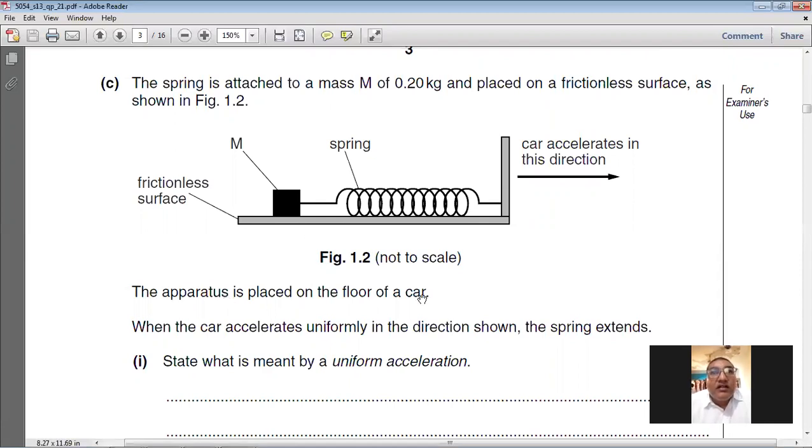The apparatus is used on the floor of a car. When the car accelerates uniformly in the direction shown, the spring extends. So this is on the floor of a car, but the car is moving to the right side. So when the car is moving to the right side, due to the inertia of this mass M, this spring will stretch.